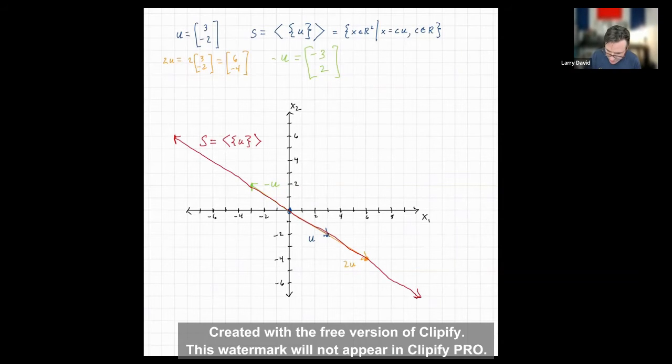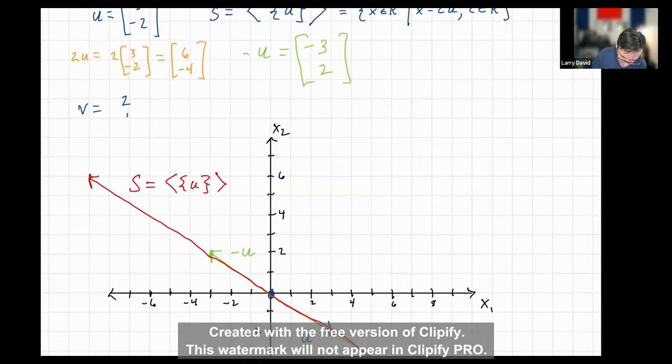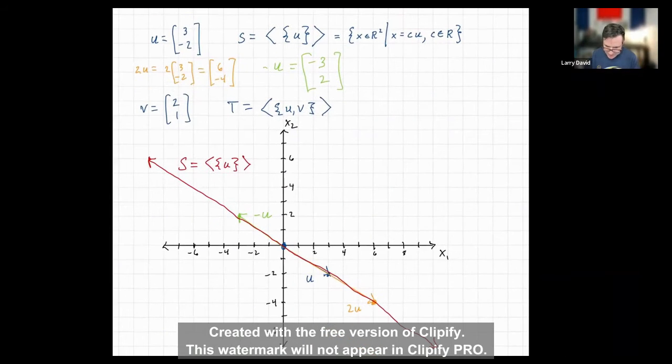Okay, let's now consider another vector. Let's say v is, how about (2, 1), and we'll let T equal the span of the set containing u and v. And again, it may seem unnecessary, all these extra brackets, it's just u and v. Well, remember that there are 2 vectors in the set containing u and v. We could graph v, (2, 1), right there. It's a short one. There's v.